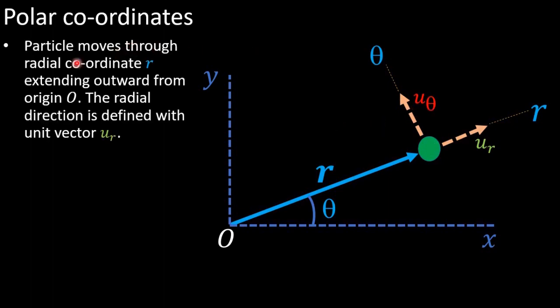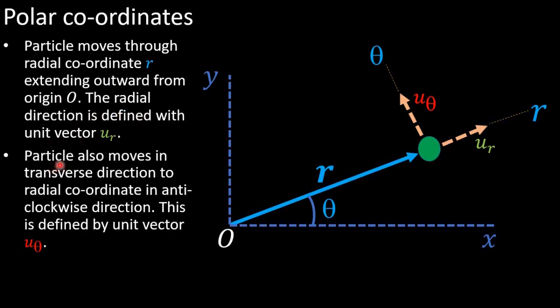So the particle moves through a radial coordinate r extending outward from origin O. The radial direction is defined with unit vector u sub r. The particle also moves in a transverse direction to the radial coordinate in an anti-clockwise direction. This is defined by the unit vector u sub theta, and that moves in the transverse direction. If it's moving anti-clockwise, we say that is the positive direction.